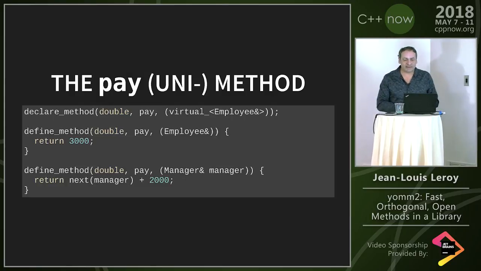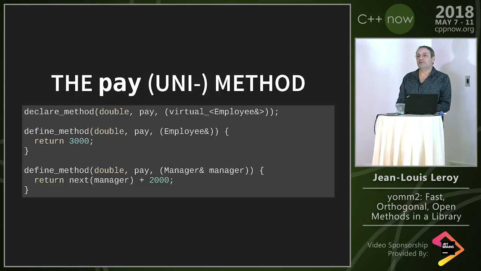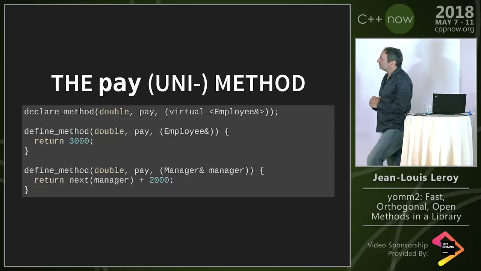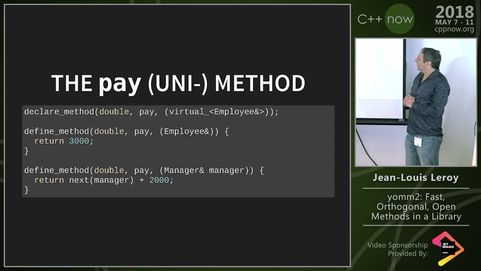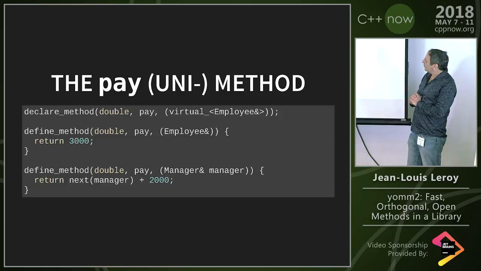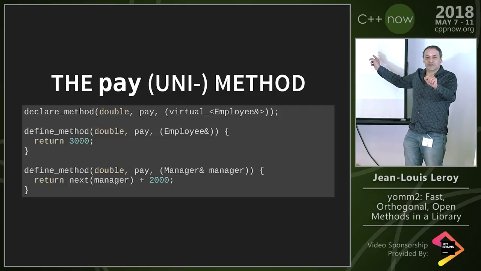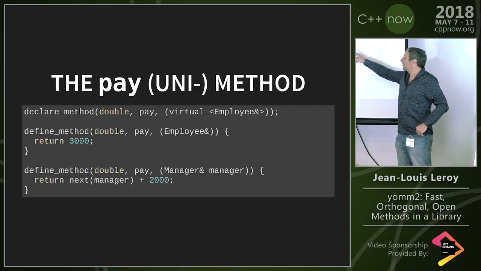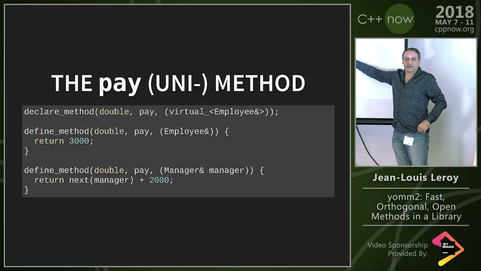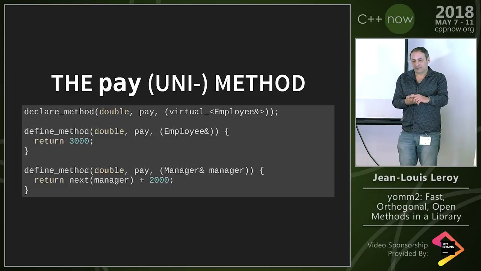And we're going to examine a first what I call a uni method, which is an open method with one virtual argument. And that method is called pay. It takes a virtual employee. Note, not a role, right? Here we hook the pay method to the people who can be paid, that is employees and a subset of employees which are managers, right?